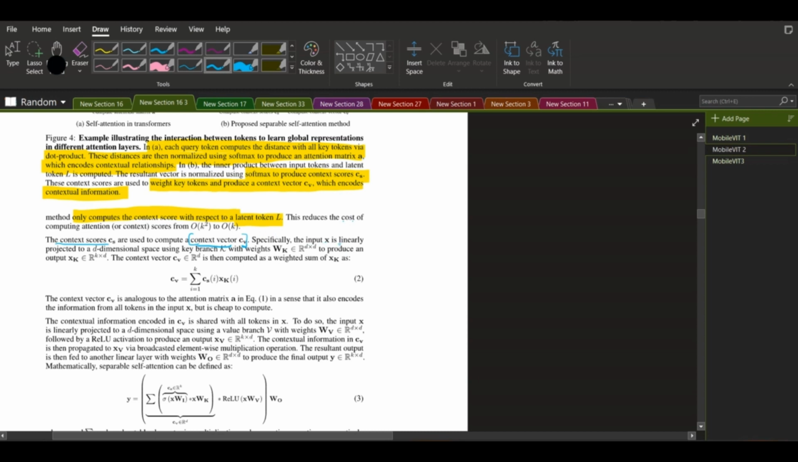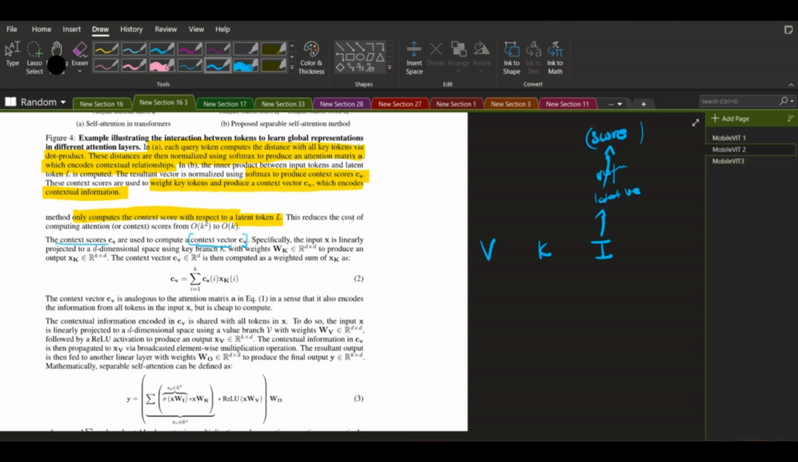Specifically, the input X is linearly projected to a d-dimensional space using the key branch with weight. So remember that we said that we have I, we have key, and we have v. This one we knew was for what we just explained, the latent vectors, and we get the score at the end of the day. That's what we care about. We apply things like softmax and all of those things. We explained this, we know what's going on.